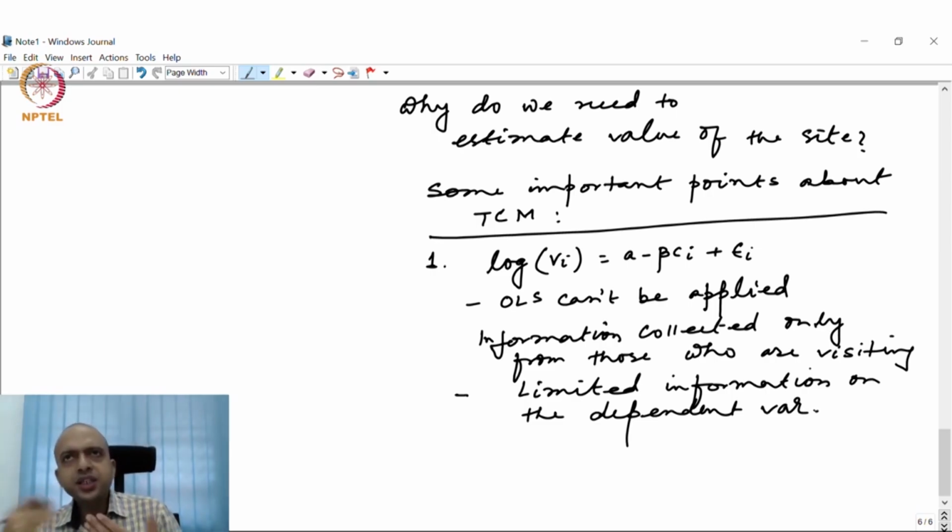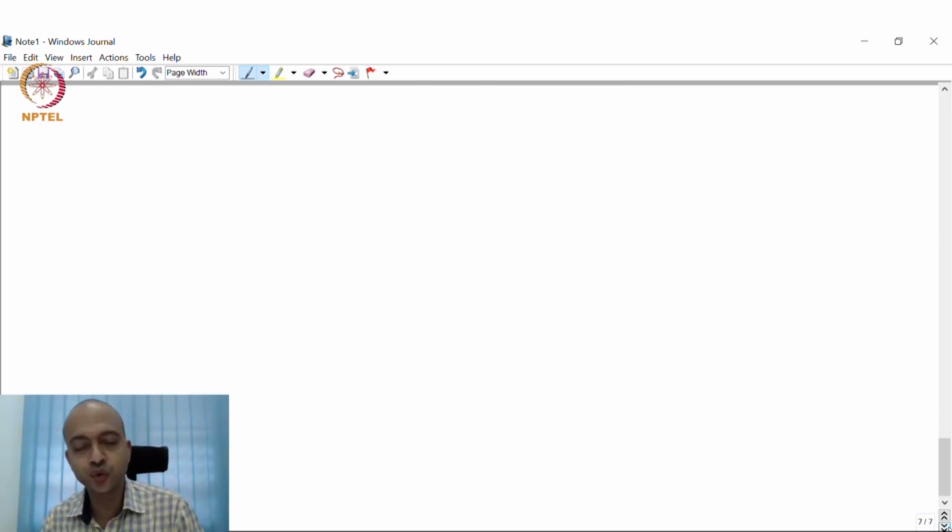We are asking those individuals who are visiting, but we don't know that there might be others who are also planning to visit that place. So in this equation, for the dependent variable vi, we have only limited information, limited to the visitors only. That means this type of situation can be modeled in this way.